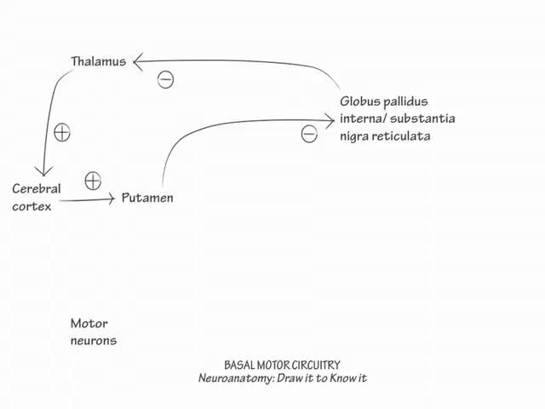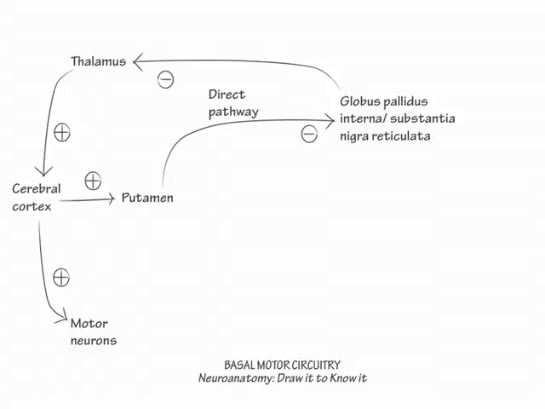Next, show that the rest of the fiber projections are excitatory, those from the cerebral cortex to the putamen, from the thalamus back to the cerebral cortex, and from the cerebral cortex out to the motor neurons. Label this entire circuit as the direct pathway. Overall, then, the direct pathway is an excitatory pathway.